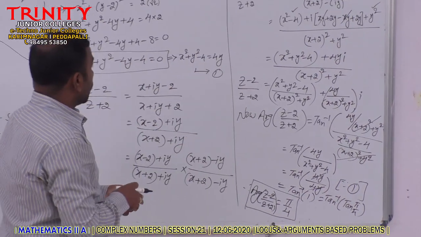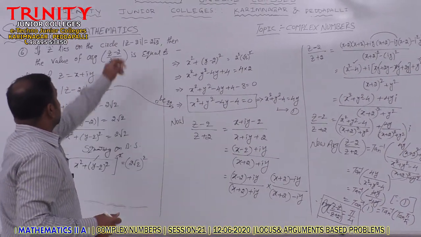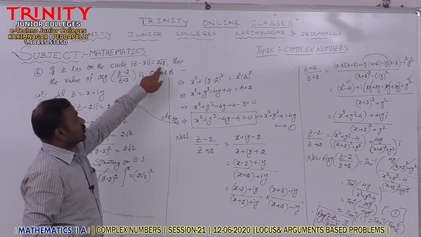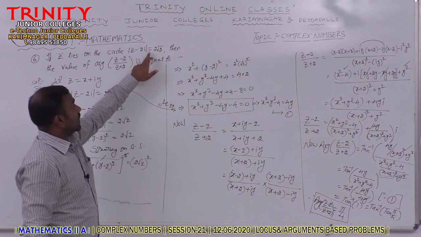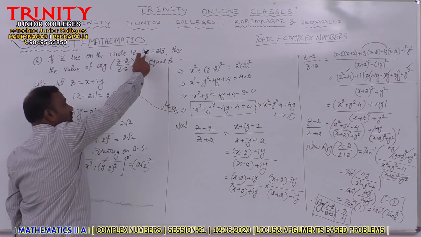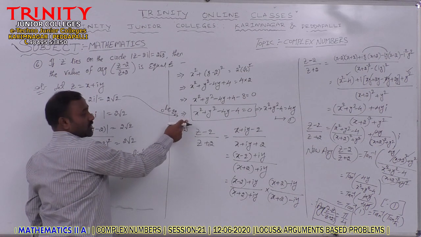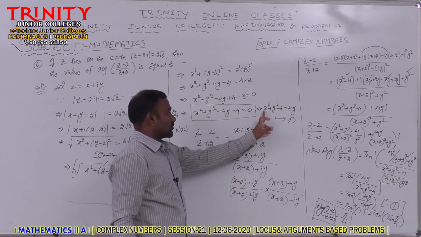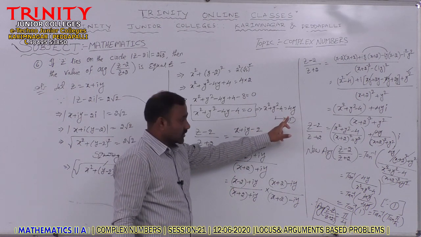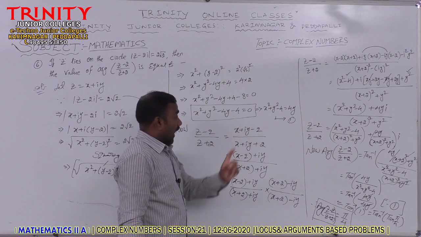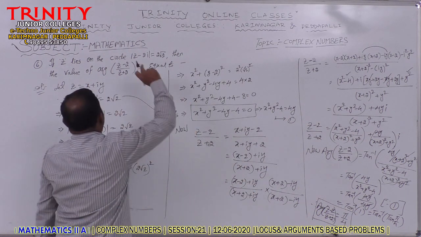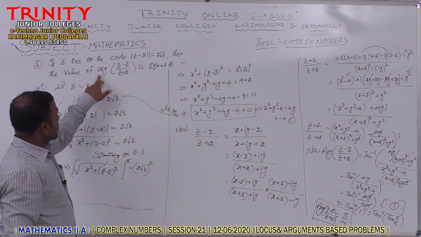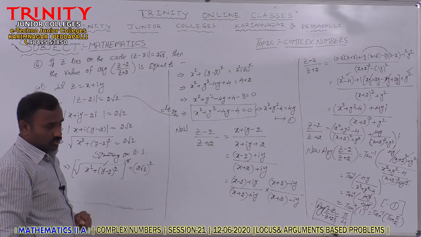Once more, let's see what we did in this problem. Z lies on the circle, with equation modulus of z minus 2i equal to 2 root 2. First we found the equation of the circle: x square plus y square minus 4y minus 4 equal to 0. Then x square plus y square minus 4 equals 4y. After that, we calculated the complex number (z minus 2) by (z plus 2), because he was asking for its argument.